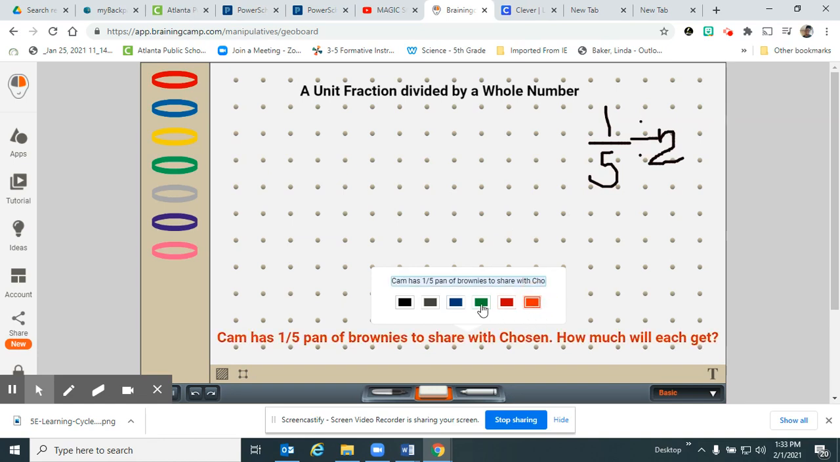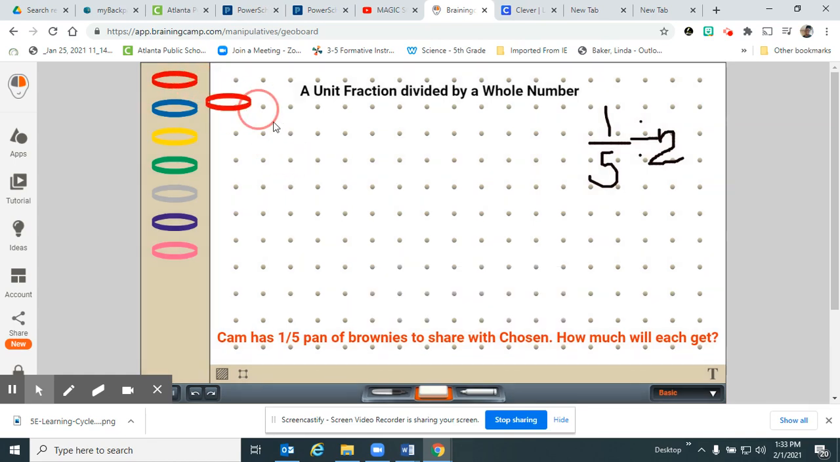So what I'm going to do is use my rubber bands, and I'm going to use the red one. I need to model 1/5. So this is 1, 2, 3, 4, and 5. So this is my 1/5. Now I'm going to bring this down 2 rows. Why? Because I know I'm going to have to eventually partition this into 2.